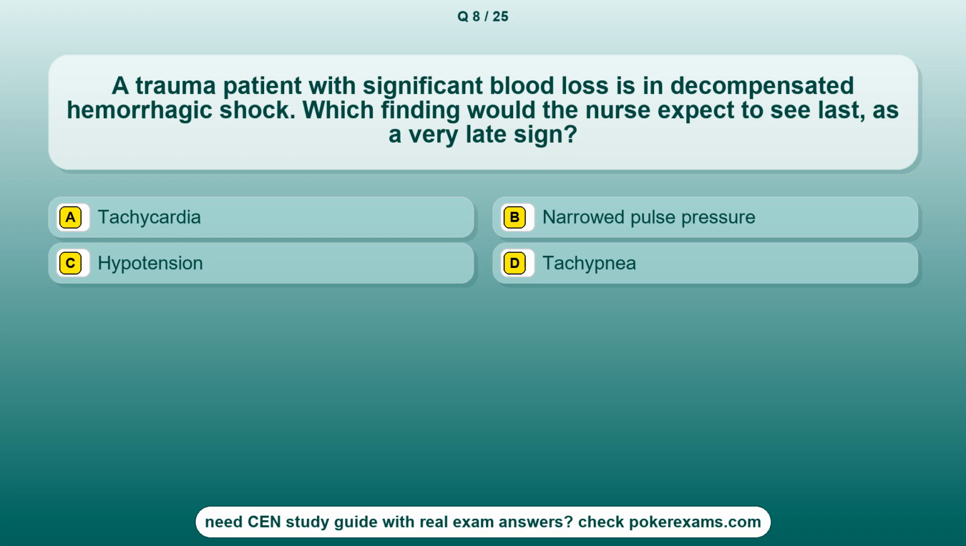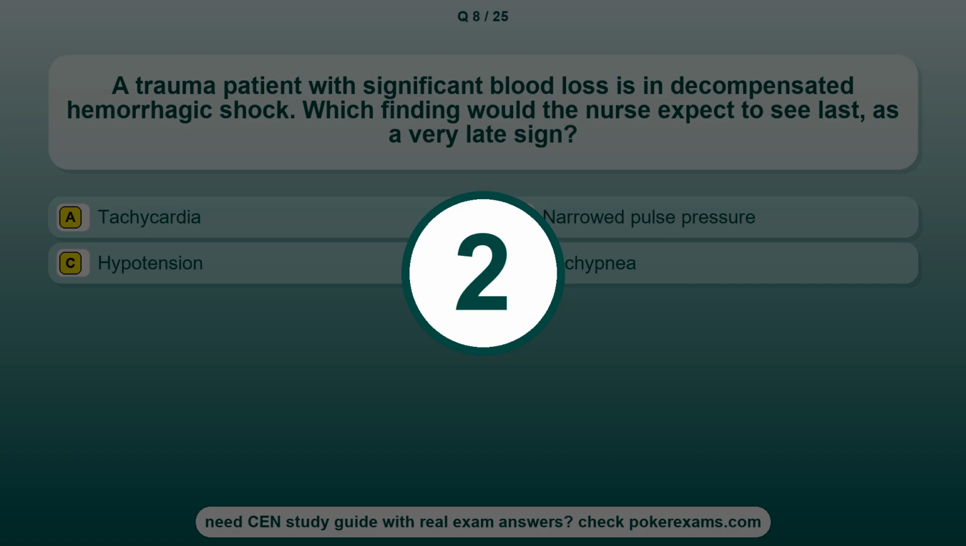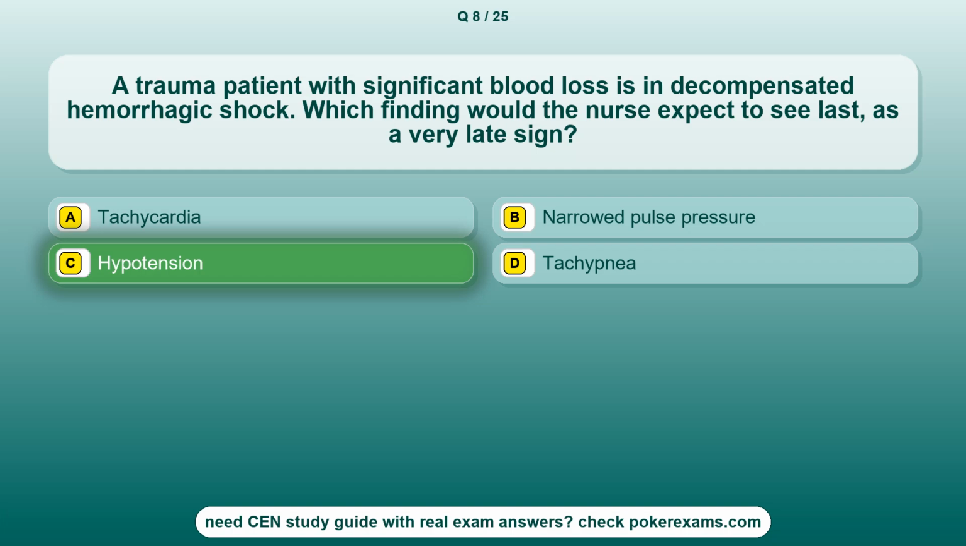Question 8. A trauma patient with significant blood loss is in decompensated hemorrhagic shock. Which finding would the nurse expect to see last, as a very late sign? Option A, tachycardia. Option B, narrowed pulse pressure. Option C, hypotension. Option D, tachypnea. The correct answer is option C, hypotension.